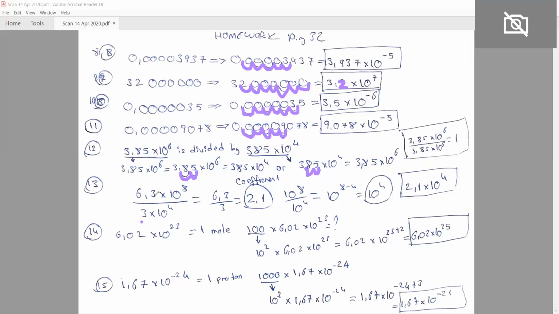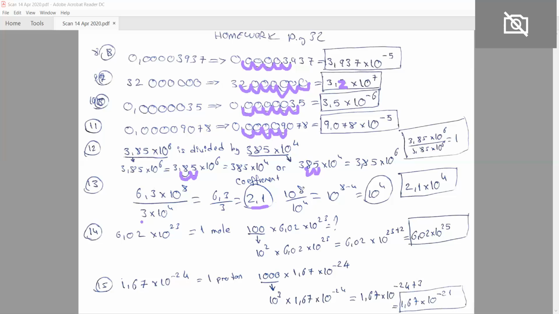If I say 6,3 divided by 3, isn't that going to be 2.1? Then I'm going to keep this coefficient here. Right. Then I'm going to do the division between the exponents. 10 to the power of 8 divided by 10 to the power of 4. Guys, remember, please don't forget this exponent rule. When we are doing the division with exponents, guys, remember the same base. We take the power in the denominator and we subtract it from the power in the numerator.